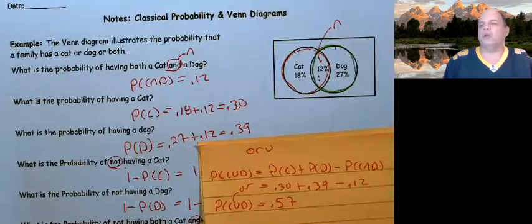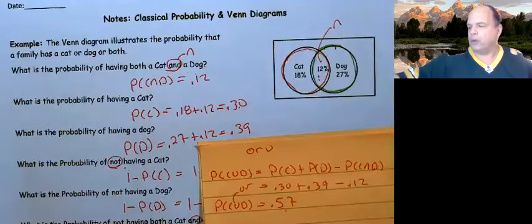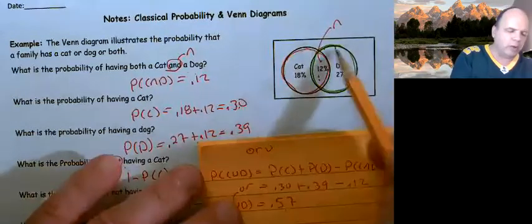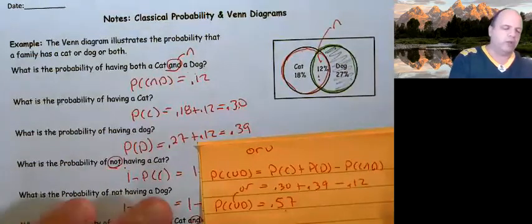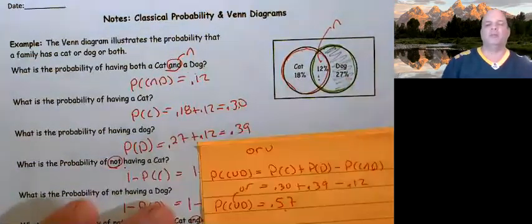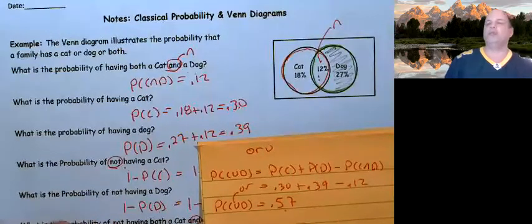Next question is, what is the probability of having only a dog? The probability of having only a dog. Well, if I'm careful, I should be able to look and go, you know what? Probability of only a dog is just that probability right there. Probability of only a dog is 0.27.